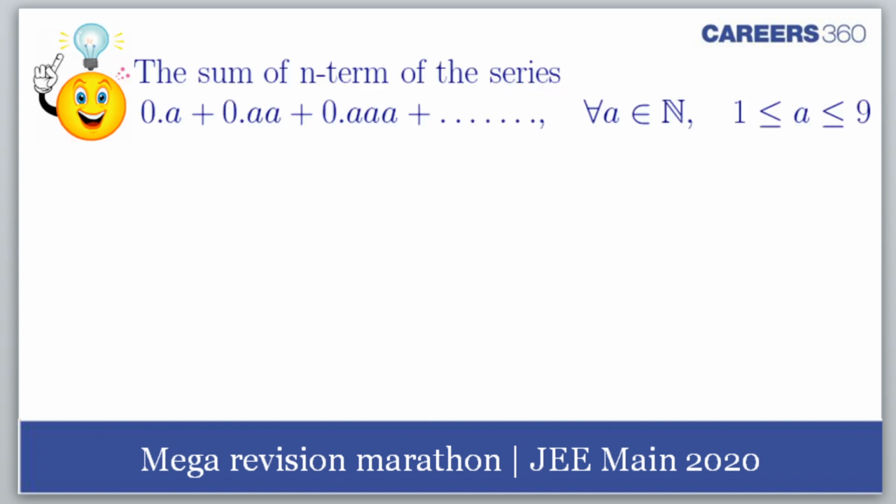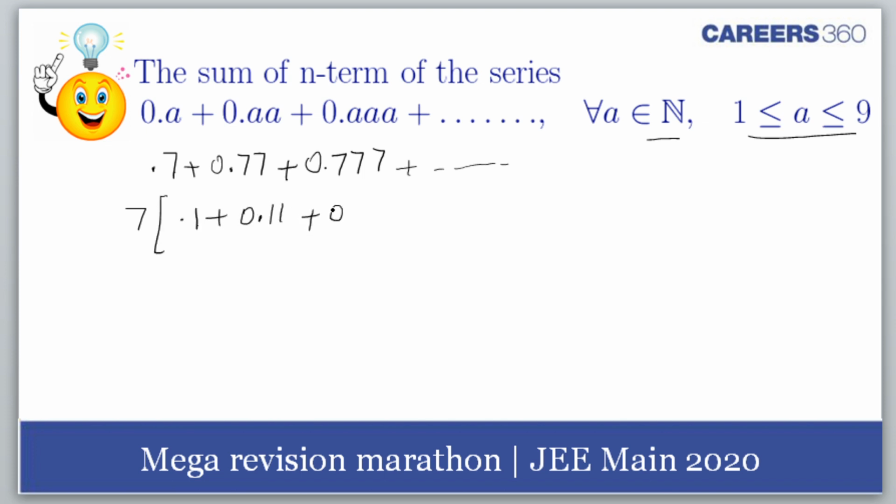Then let's see what we have here. The sum of n terms of an AP. This is a very old problem. How do we do this? Yes, students, any idea? What will we do? A is a natural number where A ranges from 1 to 9. So suppose it is 7, 0.7 plus 0.77, and then we will replace 7 by A. So what we'll do, we'll take 7 as common. So what do we get? 0.1, 0.11, 0.111, and so on. This we'll multiply and divide by 9.